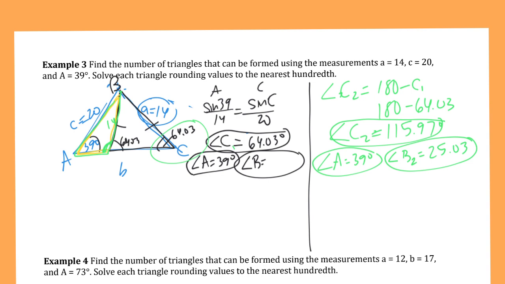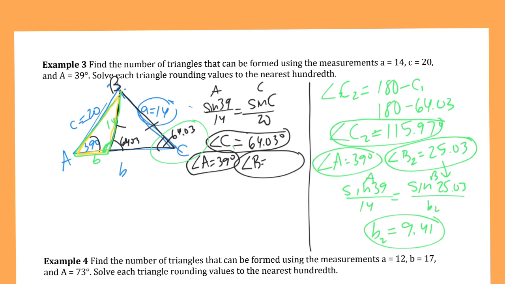Okay, and we've got to find the little bottom piece of that more narrow triangle. So we're going to do the law of sines. We're going to do sine of 39, which is going to be A, goes with side A, which is 14. And then we're going to do the sine of B2, which is going to be 25.03, and then over B2, cross multiply and solve, and you're going to get this more narrow triangle to have a lower side of B number 2 to be 9.41.